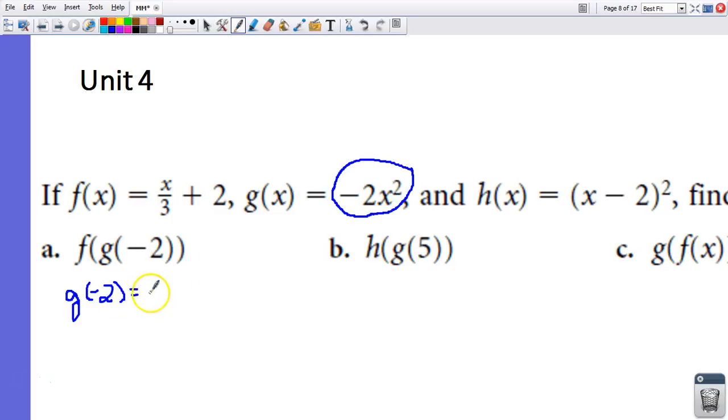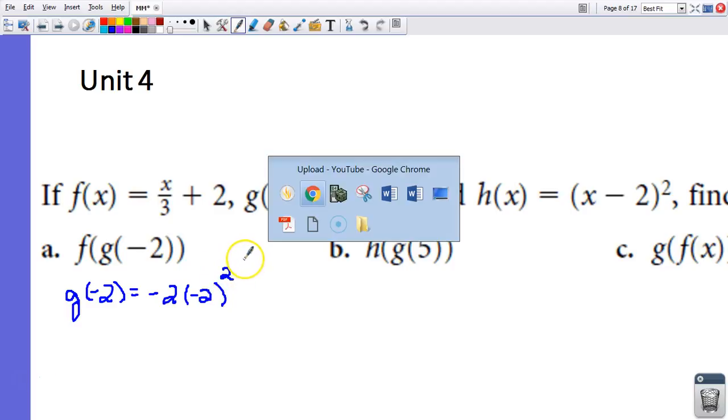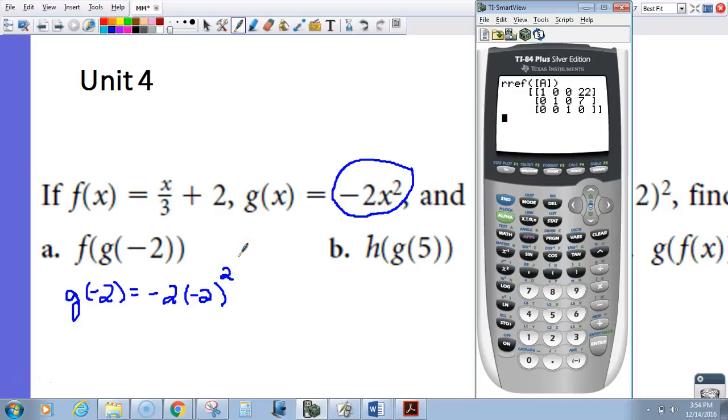So I'm going to rewrite -2 times -2 squared. Now you guys have to be really careful here. I'm going to show you something on the calculator. If you just type in -2 squared, it's going to give you -4. That is not the correct answer. The calculator is doing 2 squared and then multiplying it by -1. It's using its order of operations.